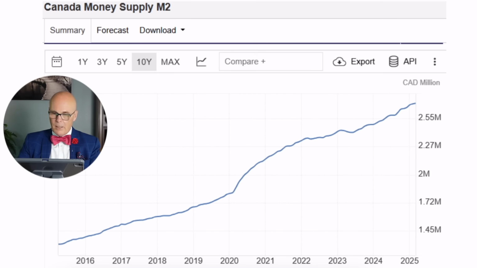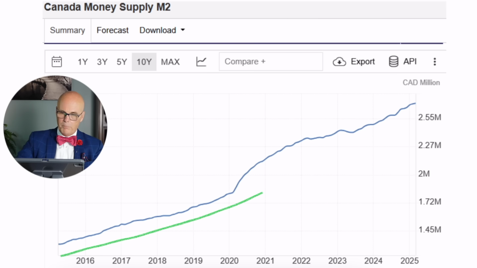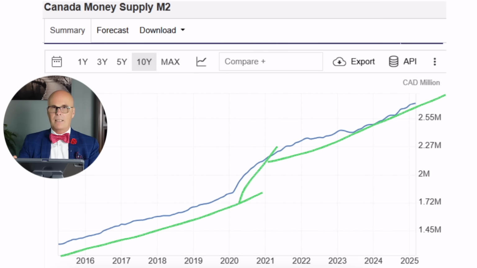Let's take a look at Canadian M2 money supply. So that's the amount of money floating around out there that you and I can spend, again, in simplistic terms. We had a fairly steady rate of money printing going on right up until 2020, and then boom, an explosion. But instead of leveling off like the United States, that spending in Canada has continued. And we're seeing that again in Mark Carney's budget. He's spending like a banshee, outspending Justin Trudeau.